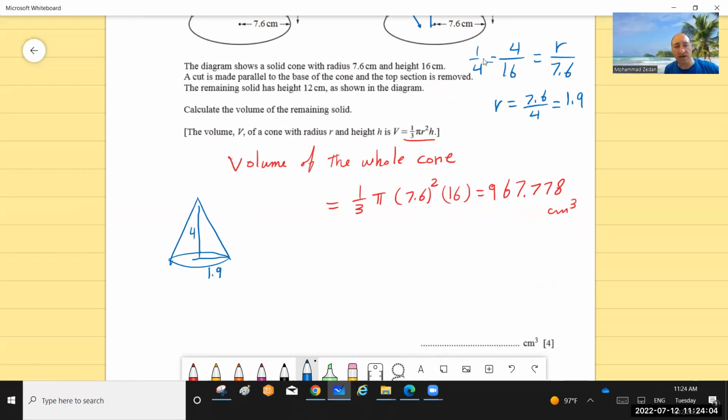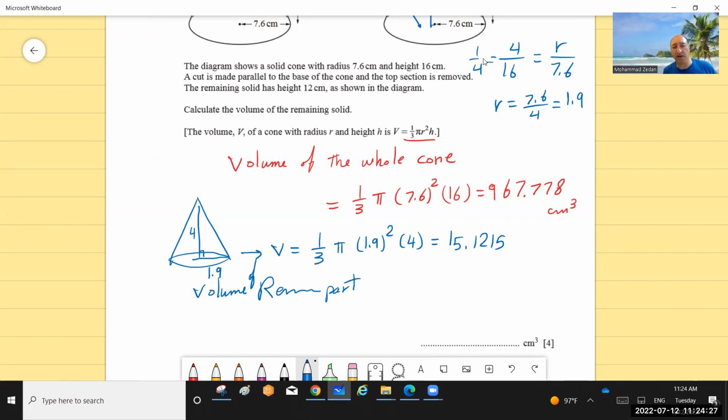It's easy to calculate. Its volume is 1/3 pi r squared, 1.9 squared times height 4, which gives you 15.1215. So the volume of the remaining part is 967.778 minus 15.1215, which approximately gives you 952.65, and this is the volume of the remaining part.